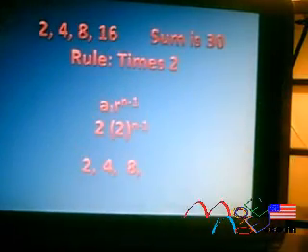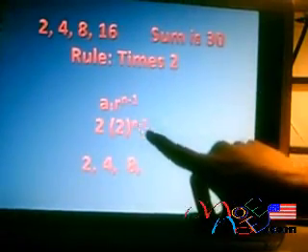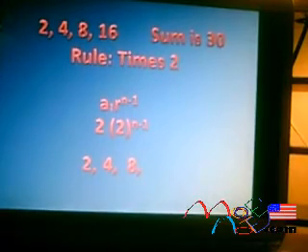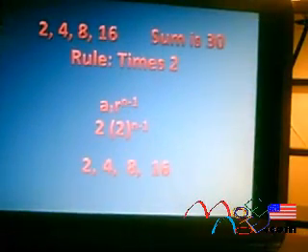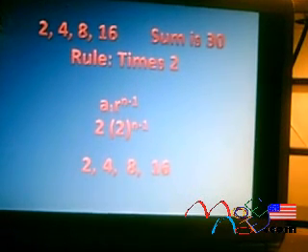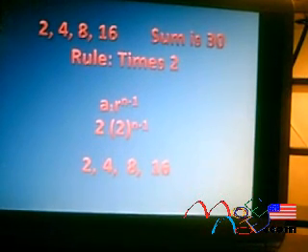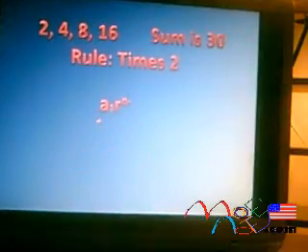Looking pretty good for this rule. Let's see if it works with the last term. 4 minus 1 is 3. 2 to the third is 8. 8 times 2 is 16. And we know that the sum is 30, but how can we find out easier with this one? Okay, there's no funny story. No easy way to remember this one. This one you gotta memorize.